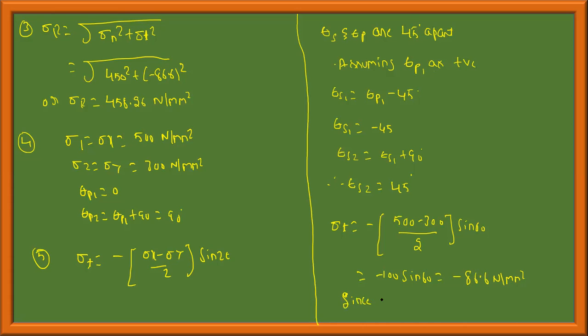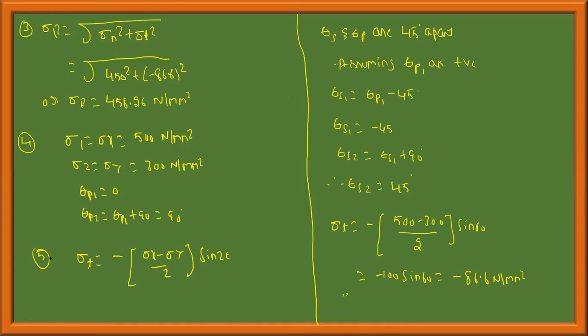Since sigma t is negative, it rotates the S1 phase in clockwise direction. We have stuck to our convention and we have solved the problem. Okay, now let us plot the sketch.